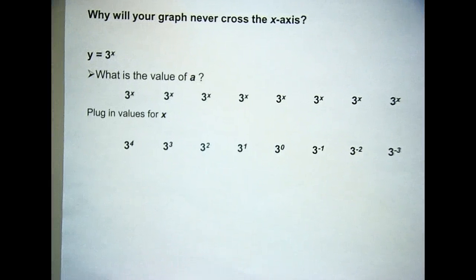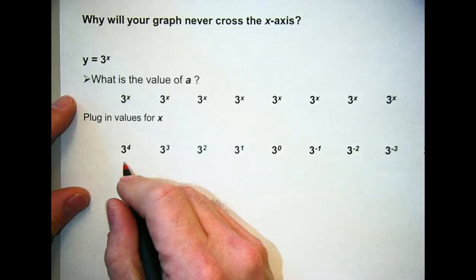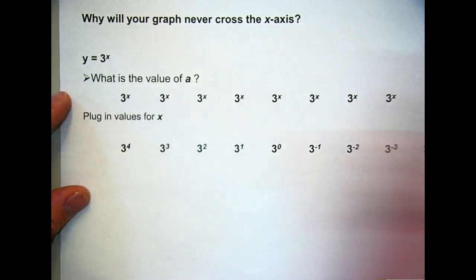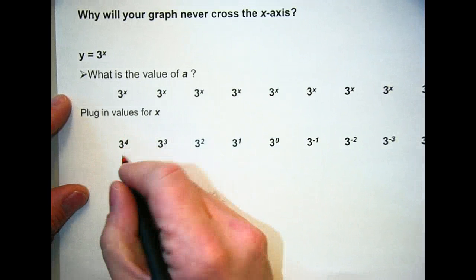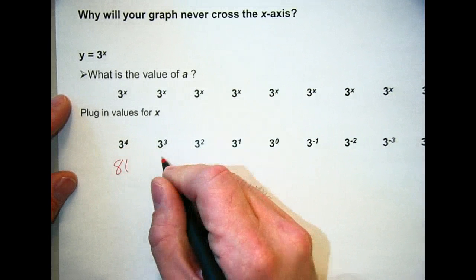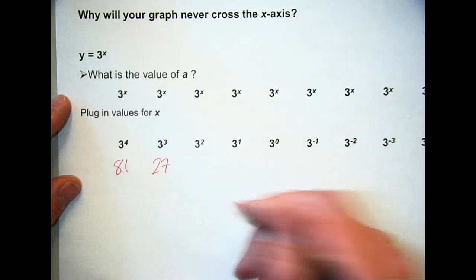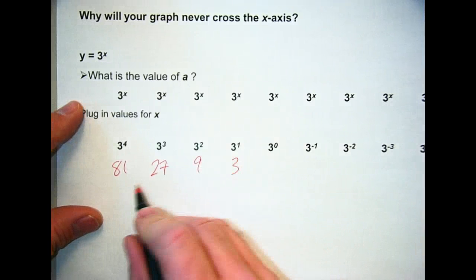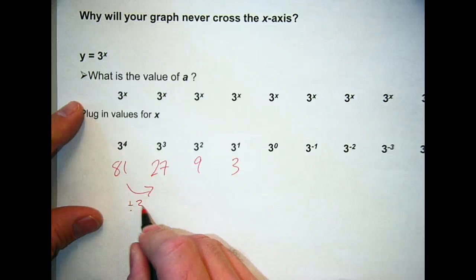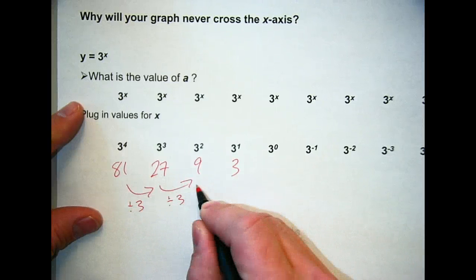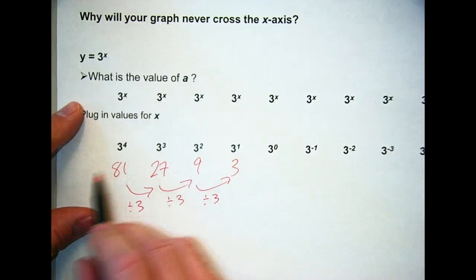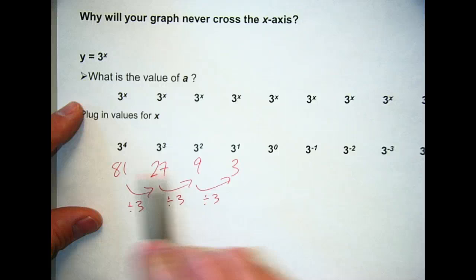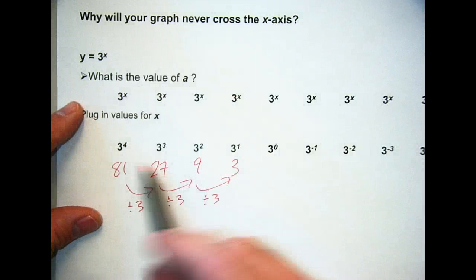Why will our graph never cross the x-axis? Let's make sure we're clear on this. Okay, so Tyler, this kind of goes back to what you were talking about. 3 to the 4th, what is that? You don't have to copy all this, just pay attention. 3 to the 4th is 81. 3 to the 3rd? 27. Start memorizing these. It'll make your life a lot easier this chapter. 3 squared? 9. 3 to the 1st? 3. What are you doing every time? Dividing by 3, or multiplying by a third. Why? Because it's a power of 3. If the base was 2, we'd be dividing by 2. If the base was 7, we'd be dividing by 7.